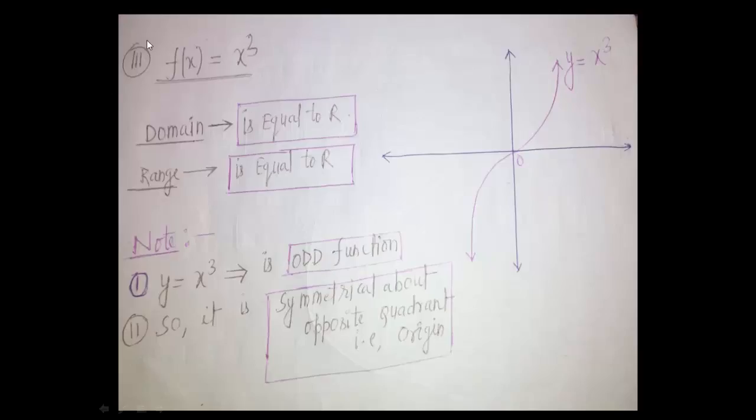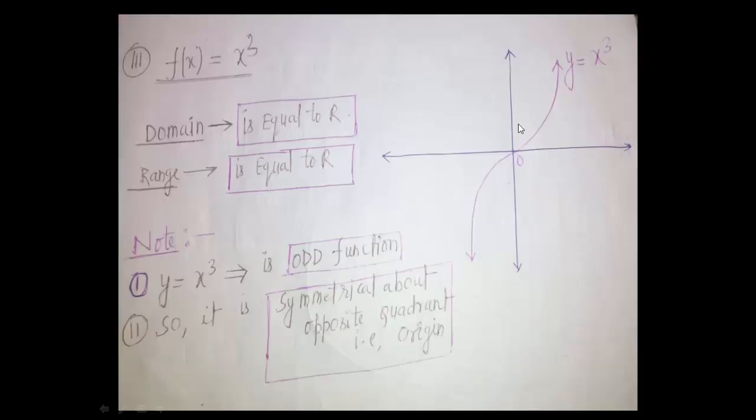The third example of a polynomial function is f(x) equal to x cube. This is a cube function and this is also an odd function. Any odd function is symmetrical about the opposite coordinate, that is the origin. Whatever graph appears in the first coordinate, the same graph will appear in the third coordinate.